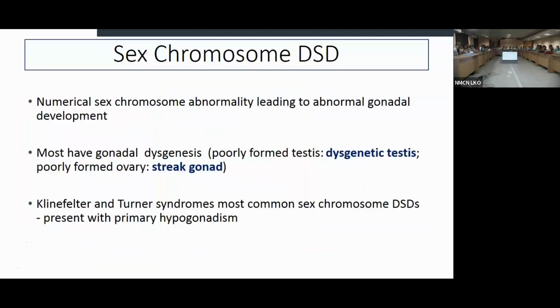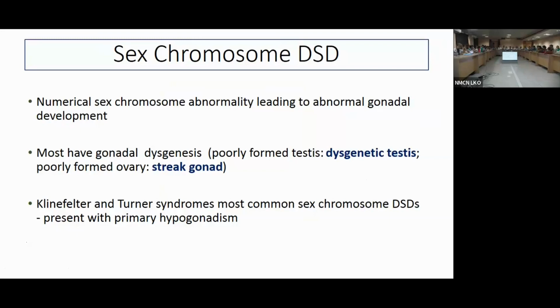So what do we mean by sex chromosome DSDs? These are disorders of sex development where there is a numerical sex chromosomal abnormality which can be picked up in karyotyping, and this is what leads to abnormal gonadal development. Most of these individuals have gonadal dysgenesis. Usually, a poorly formed testis is called a dysgenetic testis, and a poorly formed ovary is usually referred to as a streak gonad.